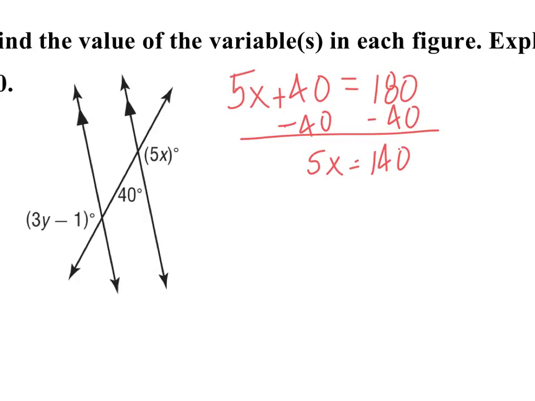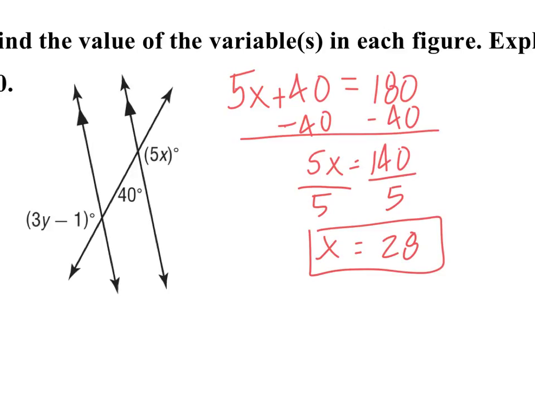Okay, and then I'm going to divide both sides by 5. And so I end up getting that x is equal to 28. Okay, now, so that's good information. Now, because these two lines are parallel cut by a transversal, I know that this angle here and this angle here are congruent because they're alternate interior angles.